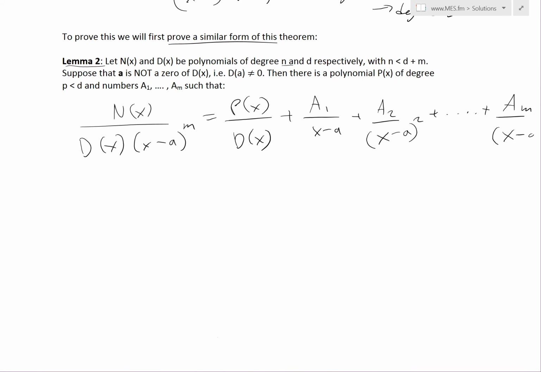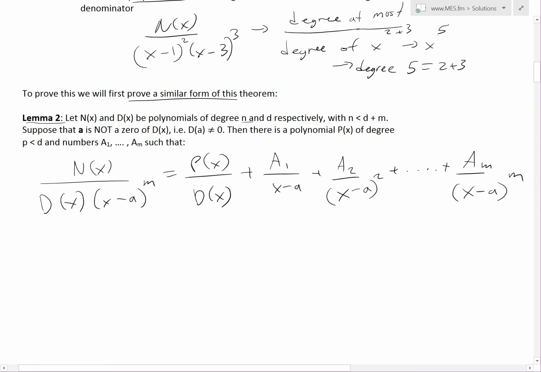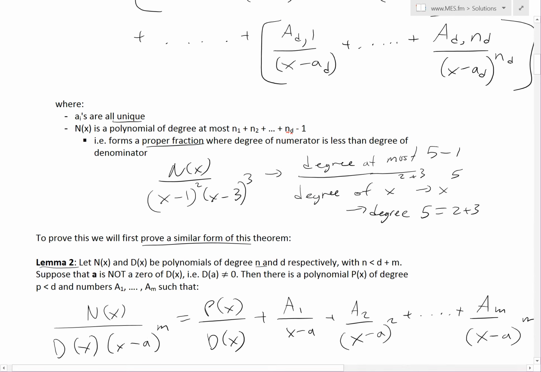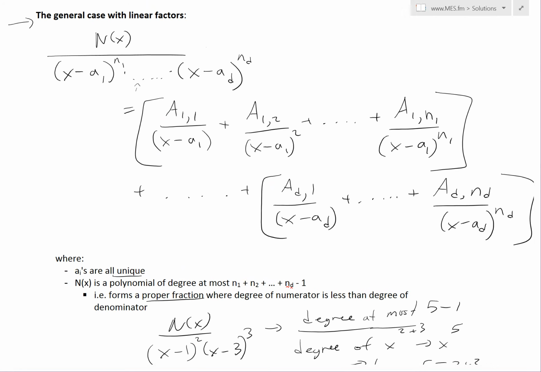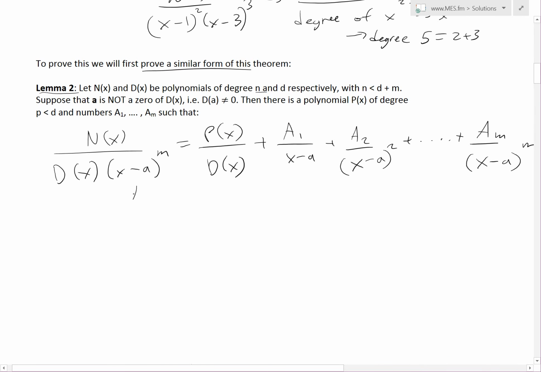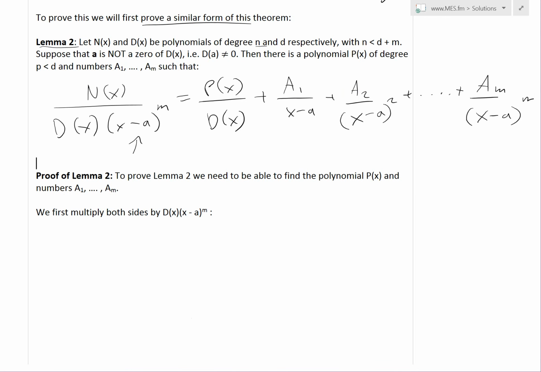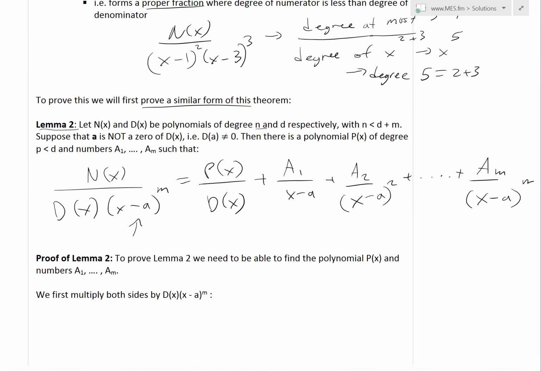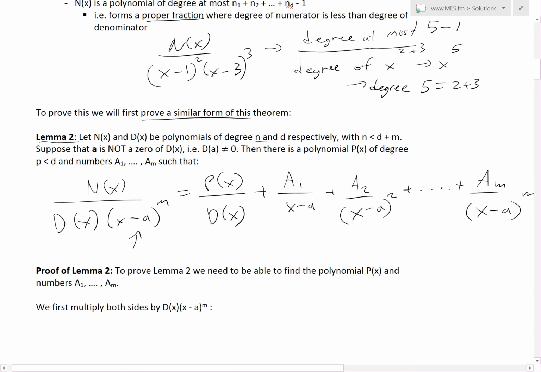So basically, instead of dealing with the general case where we have all of these different repeating factors multiplied together, we take one repeating factor and consider everything else as a function d of x, which has a degree of d. And like in my last video, once we prove lemma 2, we can use it repeatedly to solve the bigger theorem.